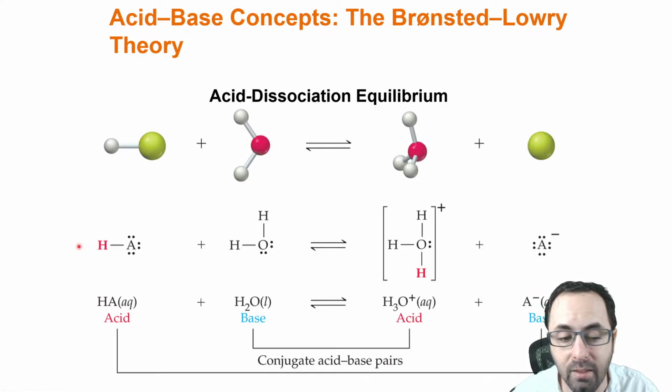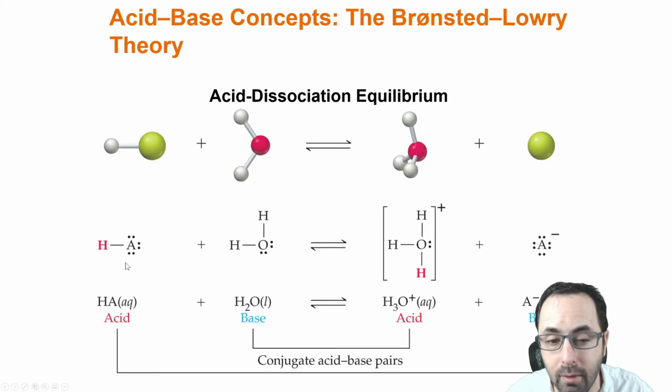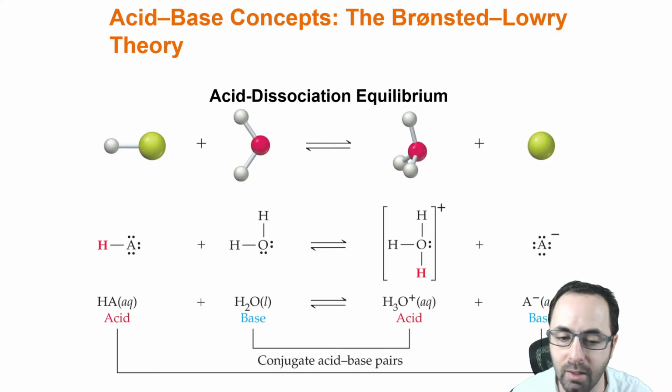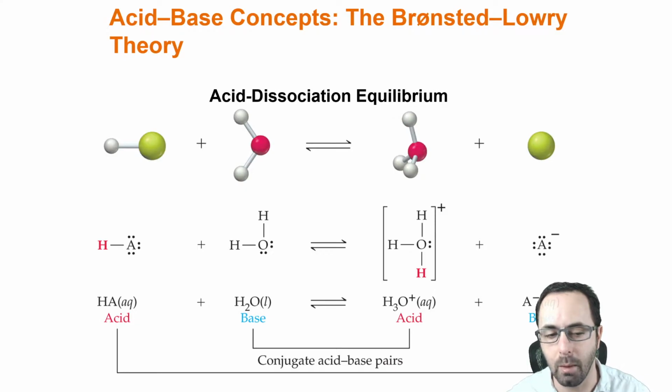So this acid here is giving up its H+. If there's no other base around, there will always be water. So water can behave as the base and accept that proton. See how water is not a hydroxide, but it can still function as a base by accepting that proton.